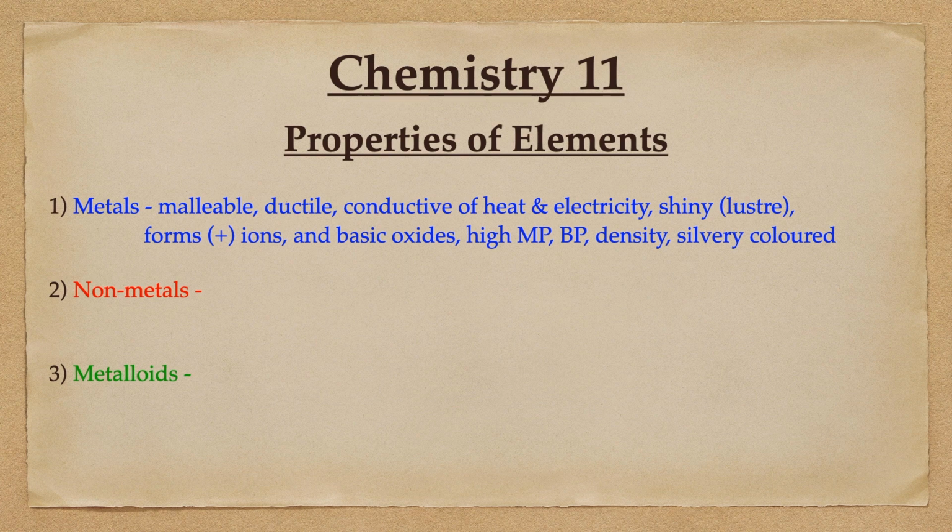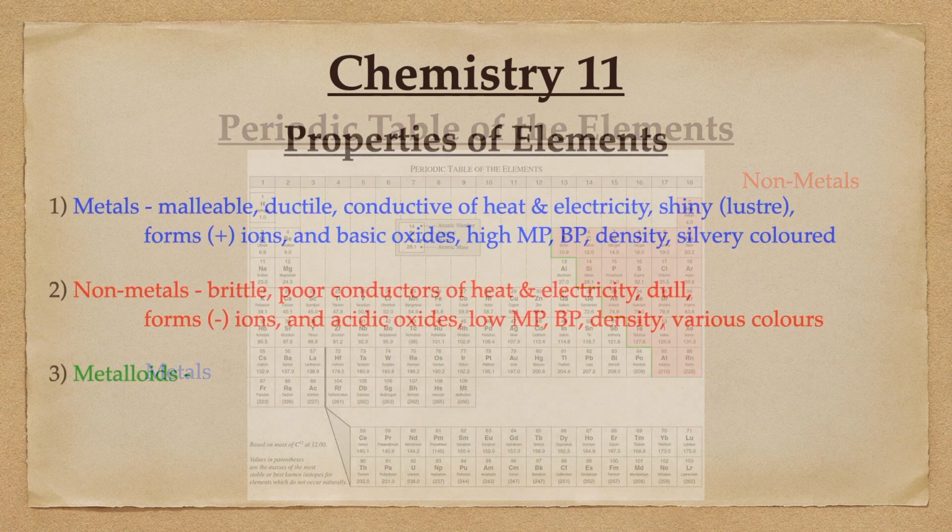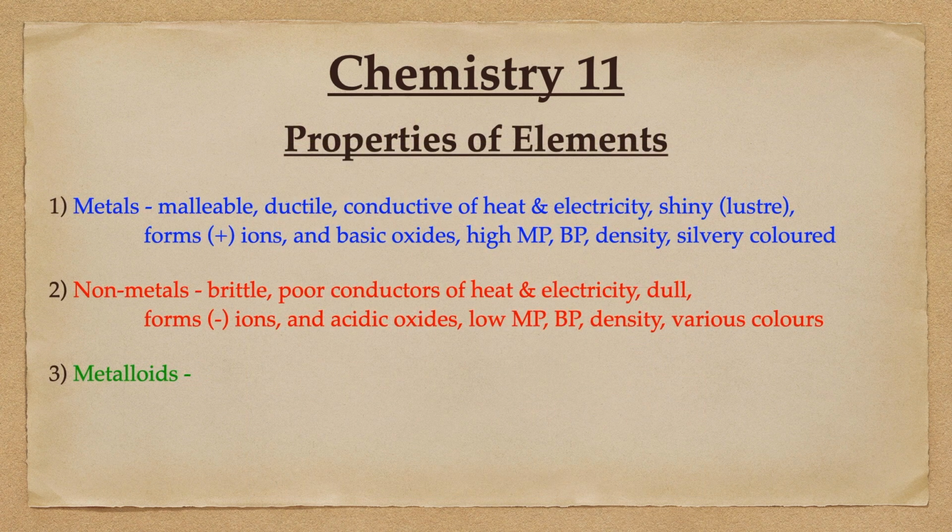color. Our nonmetals, to the right and above the staircase that I've shown in red here, tend to basically have the opposite properties of metals. The properties of metals are malleable and ductile. The property of nonmetals are brittle, poor conductors of heat and electricity. They tend to lack luster, so they are dull. When they form ions, they form negatively charged ions.